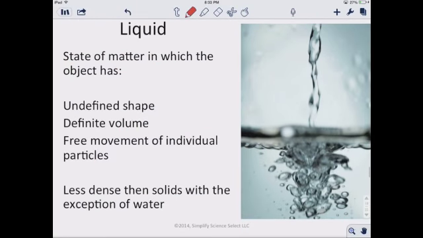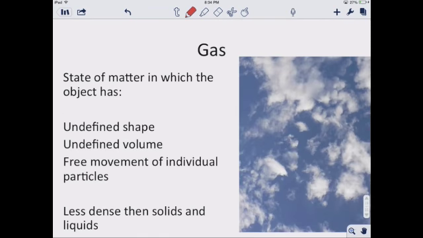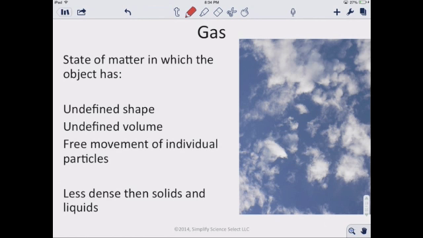A liquid has an undefined shape, a definite volume, and free movement of individual particles. That's where we get the word fluid, that it moves as a fluid. It's less dense than a solid, with the exception of water, where solid water floats in liquid water. And then we have gas, which has an undefined shape, undefined volume, free movement of individual particles, and it's less dense than a liquid and a solid.